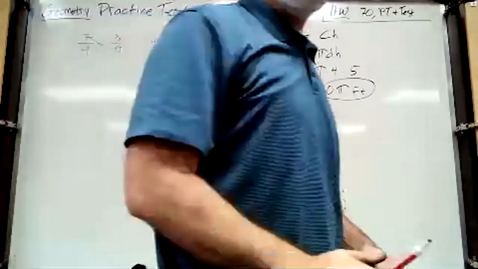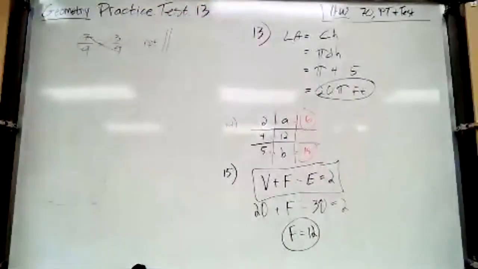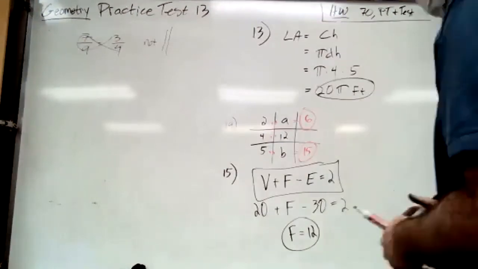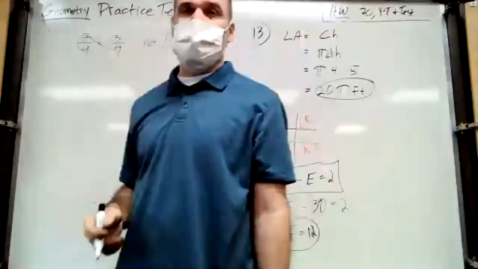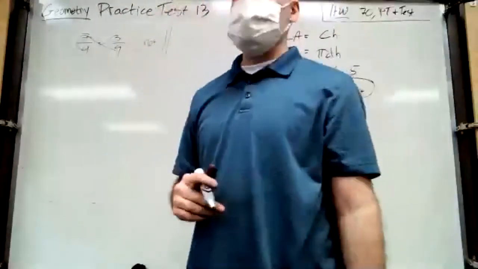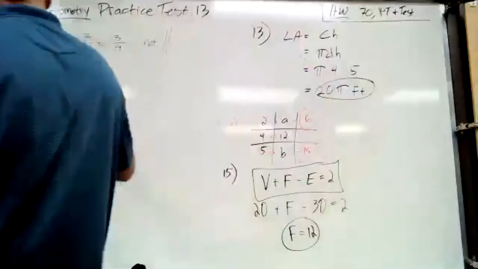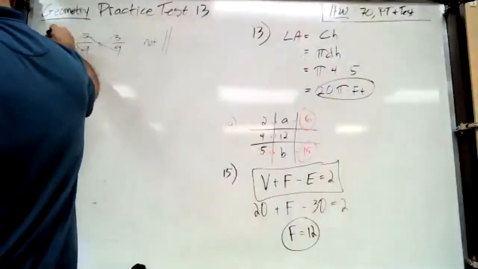This is one of the easiest questions because all you have to do is set up a proportion and it's already written for you. Now that proportion can be rotated 90 degrees. You can go 3/7 equals 4/9. It doesn't matter. You're still going to get the same cross products that aren't equal. So not parallel. Any questions with 16?